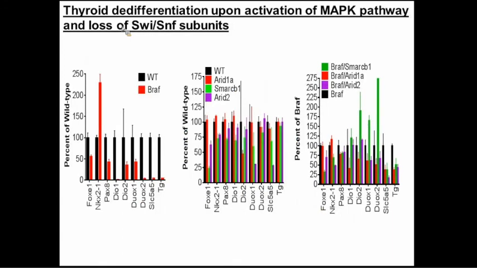So the first question that we asked when we had these mice was, what does the expression of these genes, or the loss of their expression, do to the differentiation state of these tumors? Here on the left is the BRAF mutant tumor, just BRAF mutation. And here's the expression of the thyroid-specific genes in a wild-type mouse and in a BRAF mutant mouse. And as I showed you before, these are decreased.